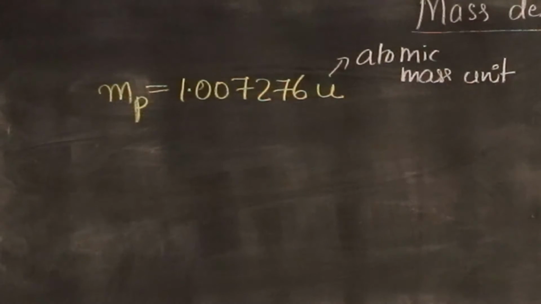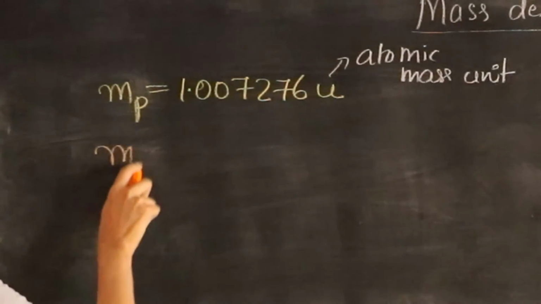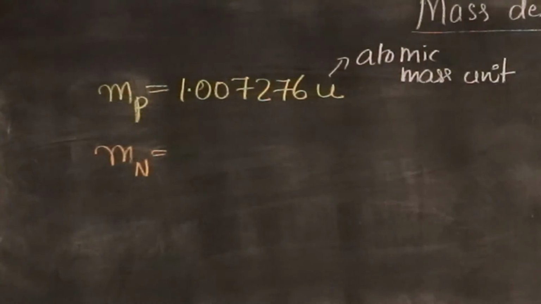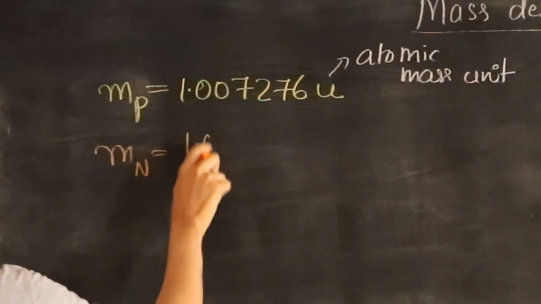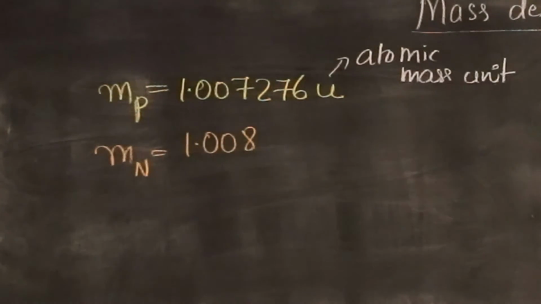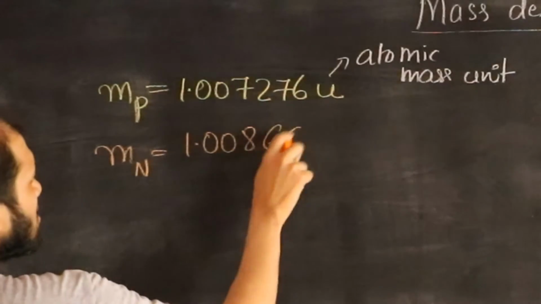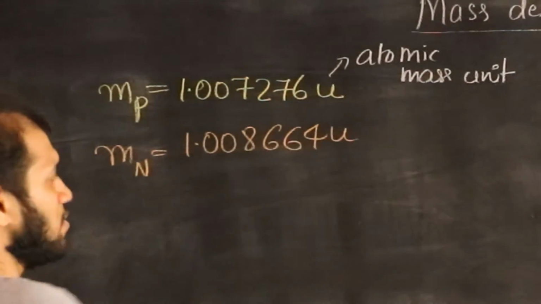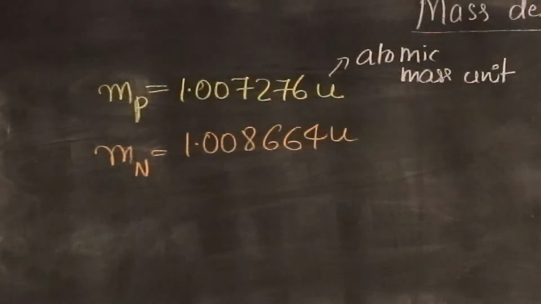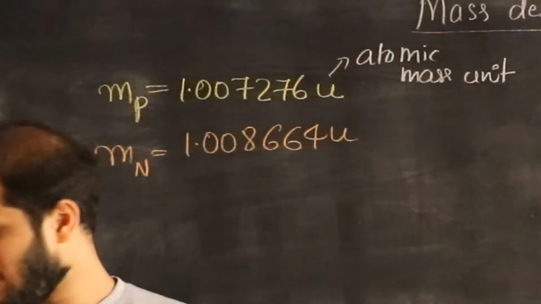Similarly, in the same terms, the mass of a neutron turns out to be 1.008664 U. Now you can see I'm using a lot of significant figures because I'm trying to explain a concept to you.